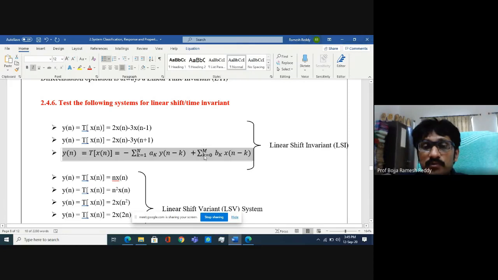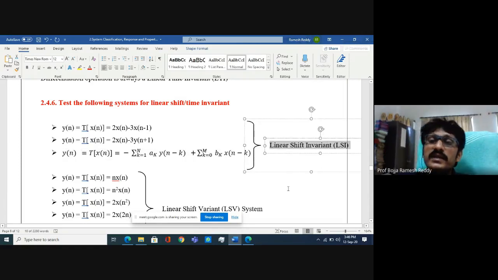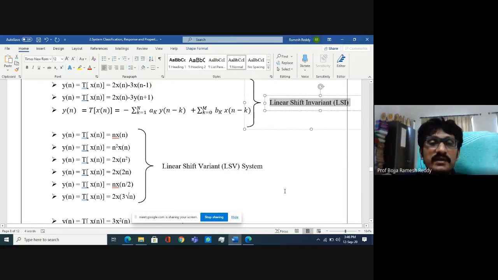If k equal to 1, then it is past input. This relation means the present output depends on present input, past inputs, and past outputs, and it involves constant coefficients. a_k and b_k are constant coefficients. Because of constant coefficients and no DC level shifter, these systems are called linear shift invariant systems.